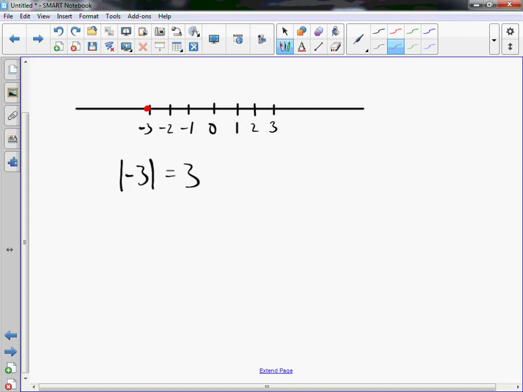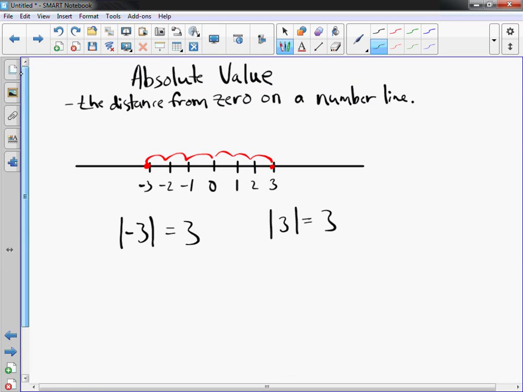okay, how far do I have to go to get to 0 from -3? Well, I have to go 1, 2, 3 spots. That's why the absolute value of -3 is 3. Okay, it's also why the absolute value of 3 is the equivalent to that. 1, 2, 3. So the absolute value of 3 is also 3 because we're talking distance from 0. Okay, the absolute value of a number is its distance from 0.